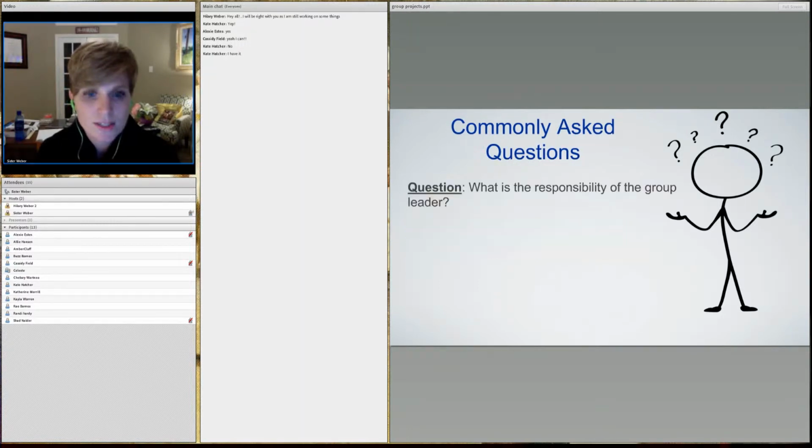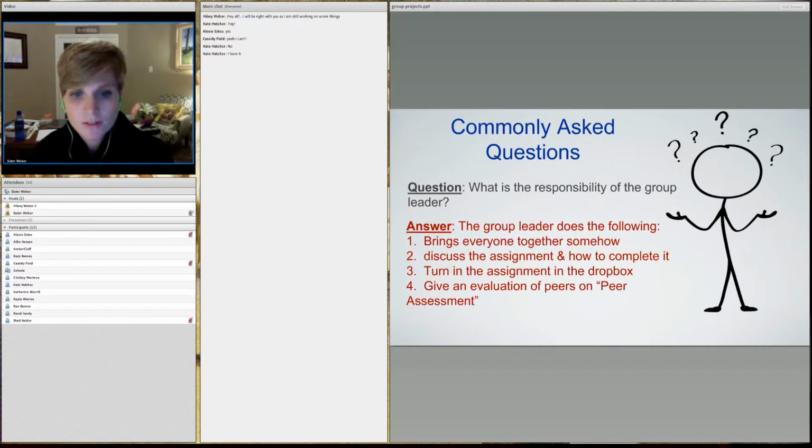So this next one, what is the responsibility of the group leader? The group leader does the following: brings everyone together somehow, discusses the assignment and how to complete it, turns in the assignment in the Dropbox, and gives an evaluation of peers on the peer assessment.